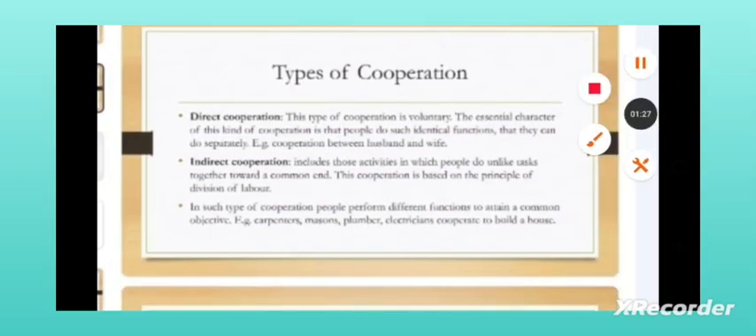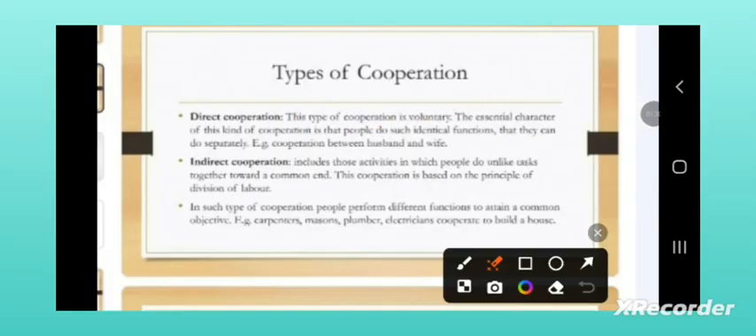Types of cooperation. Direct cooperation. This type is voluntary and involves individuals performing similar tasks together in a shared physical or social space. Cooperation between husband and wife. Direct cooperation includes praying together, worshipping together, farming together, or pushing a motor car out of the mud.